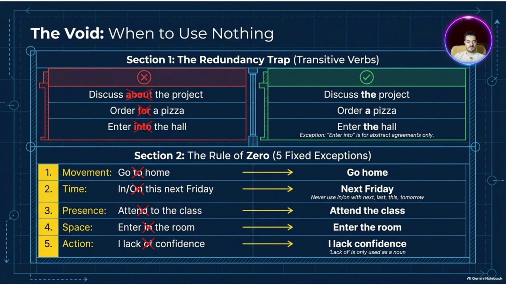Number 4, which is about space, enter in the room. We said we don't say enter in or into, simply enter the room. And finally, an action, I lack confidence. We don't say I lack of confidence. Remember, we use lack of only when we use it with a noun. Lack of sugar, lack of energy, lack of battery.